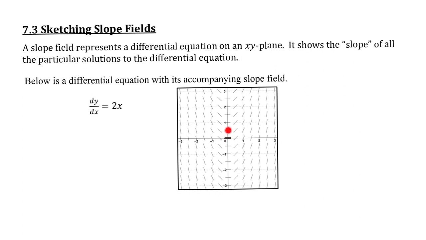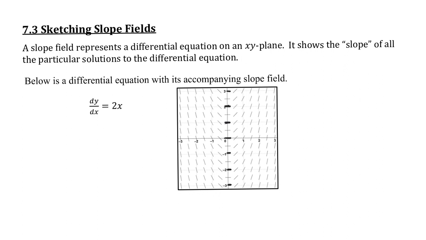Okay, if I went to 0, 1, 2 times 0 is still 0. Oh, 0, 1's actually up here. 0, 2 is up here, 0, 3. So that's why all of these have a little flat line, because the slope of all these little slashes is 0. And we're using that just to show it.